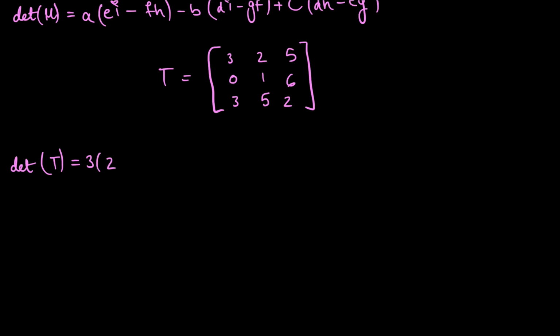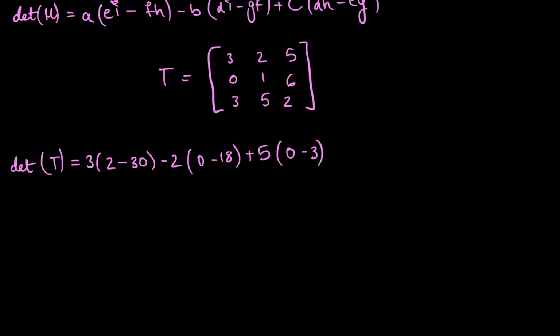1 times 2 is 2, minus 5 times 6, which is 30. And then moving on to the second element, 2, because it's over here, its place sign is negative, so we have to make it negative 2. And then I will multiply it by its minor. 0 times 2 is 0, minus 3 times 6, which is minus 18, and then we add 5, because the place sign is positive, we don't need to change the signs, times the determinant, or its minor. So 0 times 5 is 0, minus 3 times 1, which is 3.